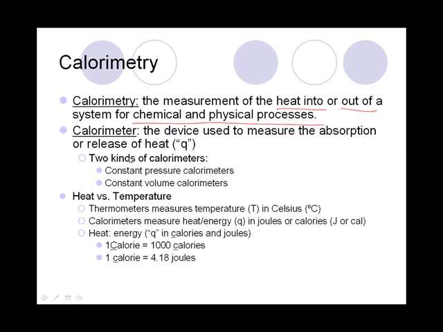So we know that a thermometer measures temperature. We know barometers measure pressure. We know meters measure distance. A calorimeter is a device used to measure the absorption or the release of heat. And I put a Q right here because Q is now going to represent heat. So when I say T, it's always going to be temperature.